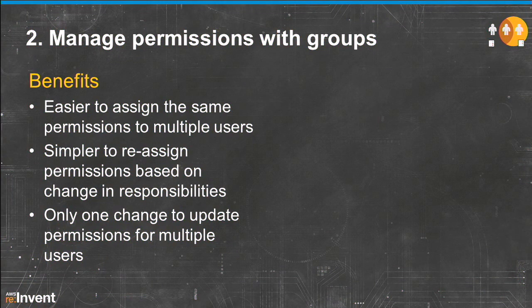Benefit. Well, it's easier to assign the same permissions to a lot of users. It's easier to reassign permissions when a user moves between roles. You just move them from one group to another group. And you only need to change permissions in one place. And a strong recommendation, this is also, I'll call it a best practice, even if you only have one user that you want to give permissions, create a group, put permissions on that group, and put the user in the group. Because at some point, there will be some other individual in your organization that is going to need the same permissions. You just need to add that person to the group.